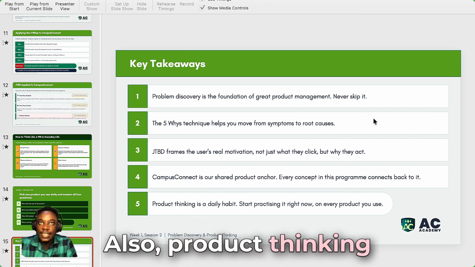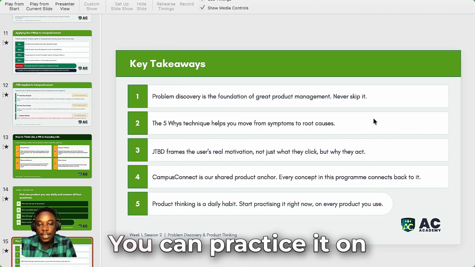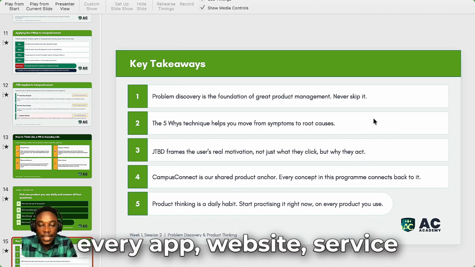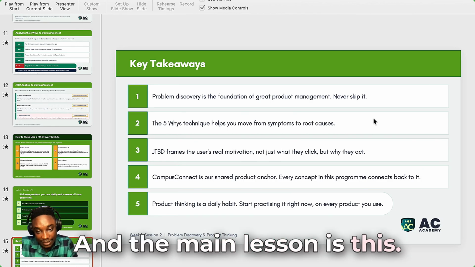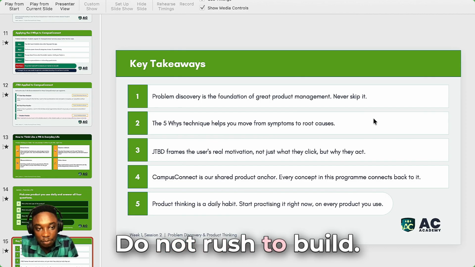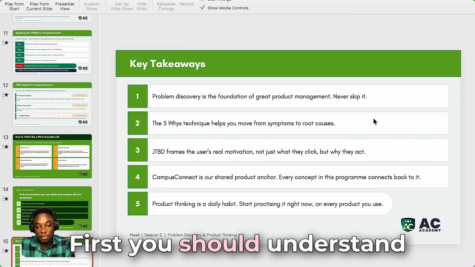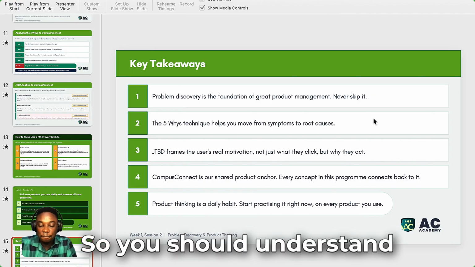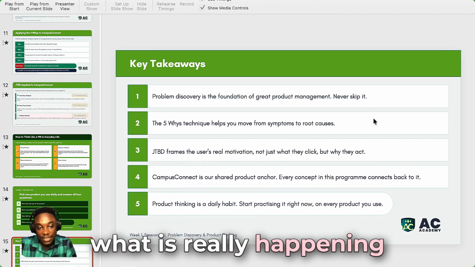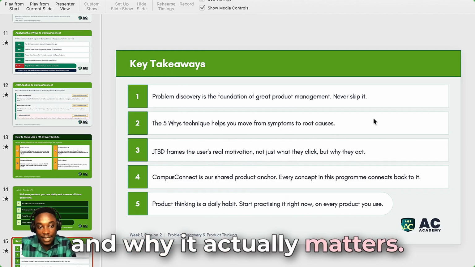Also, product thinking is a daily habit. You can practice it on every app, website, service, or product you use. And the main lesson is this: do not rush to build. First, you should understand what is really happening and why it actually matters.